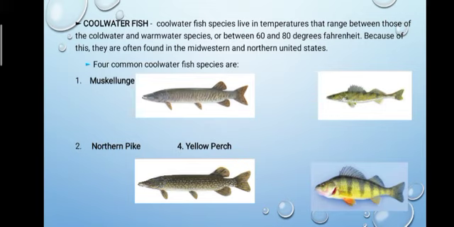The last common cold water fish is the yellow perch, commonly referred to as perch, striped perch, American perch, American river perch, or preacher. It is a freshwater perciform fish native to much of North America. The yellow perch was described in 1814 by Samuel Latham Mitchell from New York. So always remember the four common cold water fish species: they are muskellunge, northern pike, walleye, and the yellow perch.